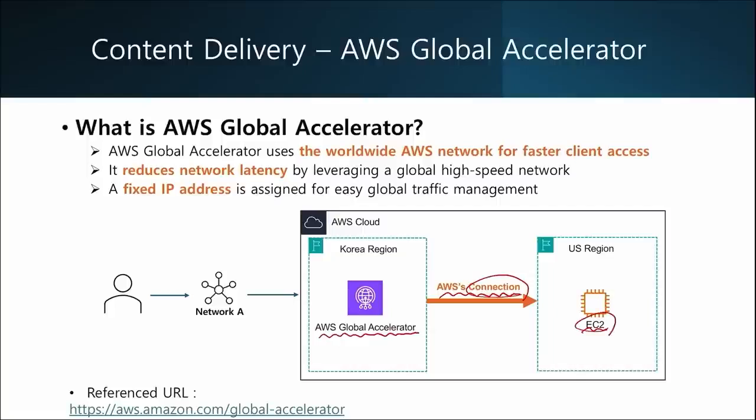This AWS Global Accelerator can assign a fixed IP address. You can connect through this IP, and since this IP passes through the AWS network, the response speed is also fast, and this can facilitate traffic management.